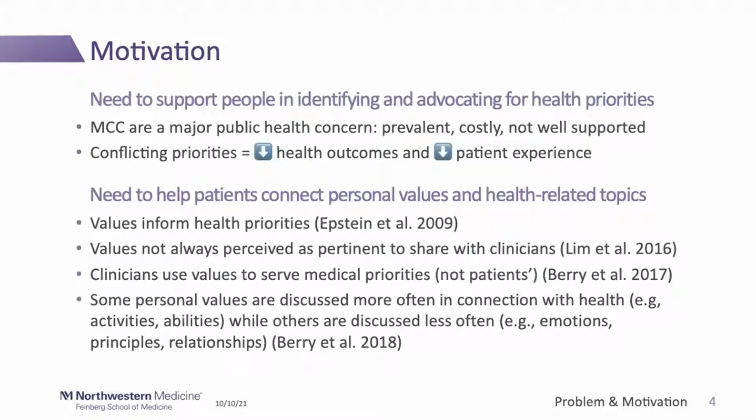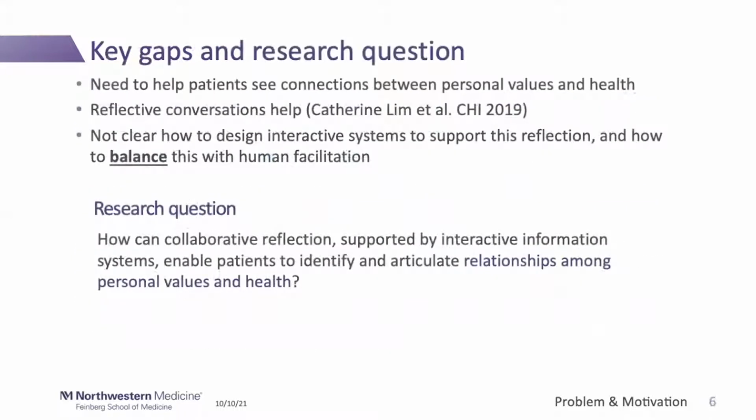Multiple chronic conditions are a major public health concern, but they're not well supported. A major reason for this is discordance in health priorities between patients and providers. One avenue to concordance in priorities is for patients to be prepared to advocate for their values and priorities with healthcare providers, but patients don't always see how their values relate to their health. So our current research focuses on how to support people in seeing connections between values and health. We're especially interested in how interactive systems can support this reflection and how to balance that with support from human facilitation.